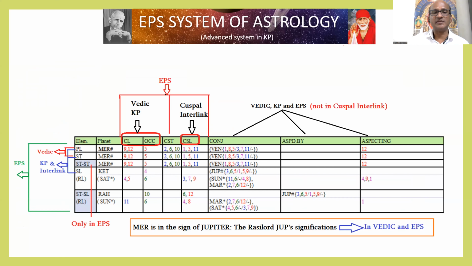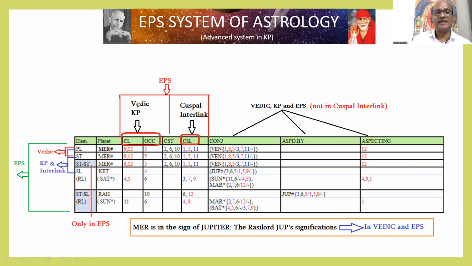I will tell in detail about that EPS table. So we call it the EPS table. You know that each planet, we study each planet by CL, OCC, cuspal star lordship, and cuspal sublordship. Apart from that, conjunction planet, aspected by, aspecting, and Rasi lord, all these things will also be considered in EPS. To differentiate, say, for example, Mercury in one nakshatra, and the sublord is Ketu, and the star lord of the sublord is Rahu. So in this you can see the difference.